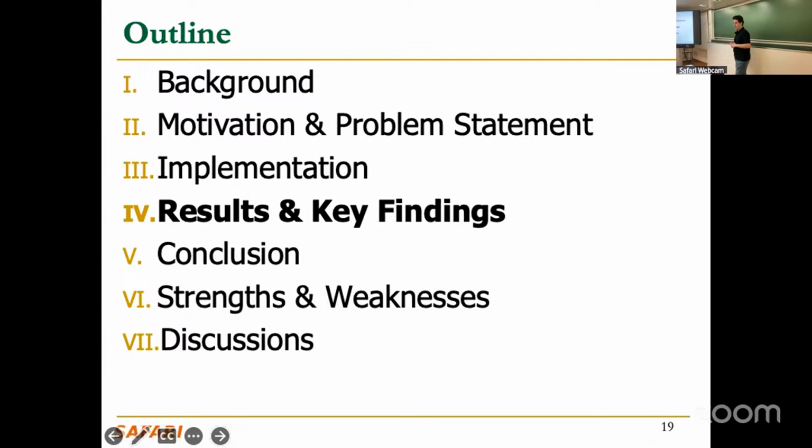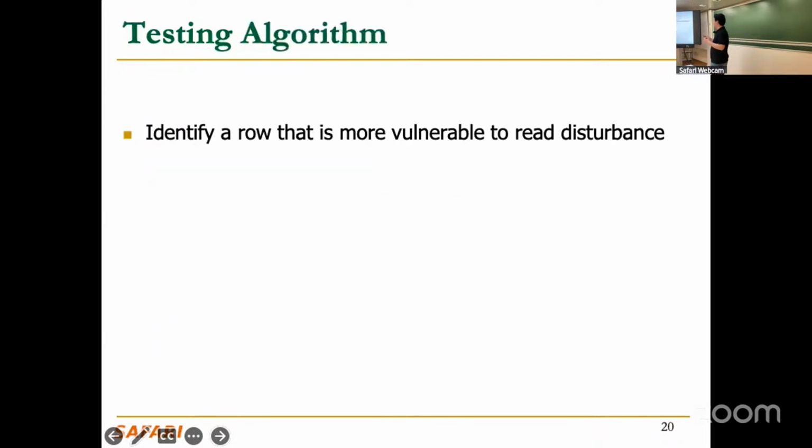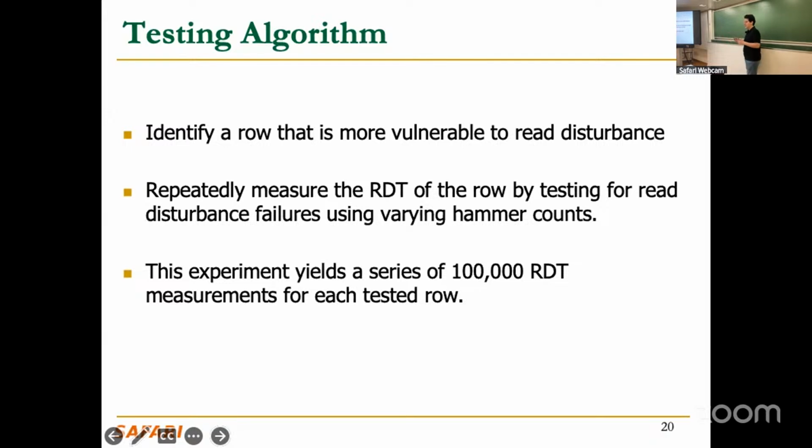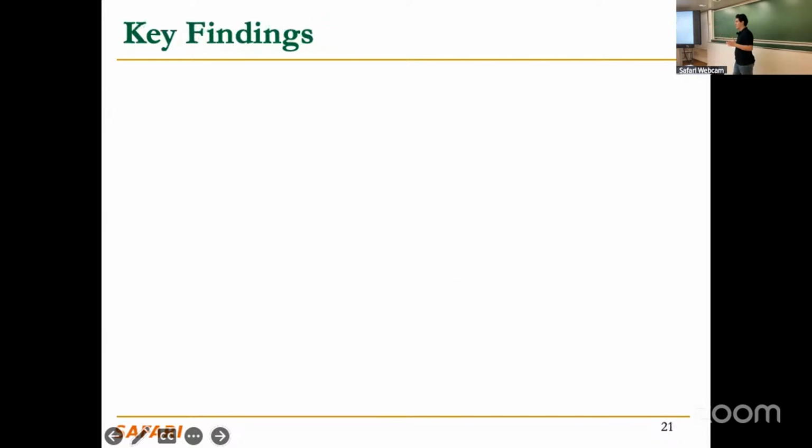So I will also now try to talk about the key results and the findings of these experiments that they conducted. Before going further, I would like to also explain the testing algorithm. Our testing algorithm tries to first identify a row that is somehow vulnerable to read disturbance. After selecting this row, it tries to repeatedly measure read disturbance values using varying hammer counts. At the end, this experiment yields us 100,000 read disturbance threshold measurements for that selected row. Now I would like to enter the key findings here and share the results of these experiments.